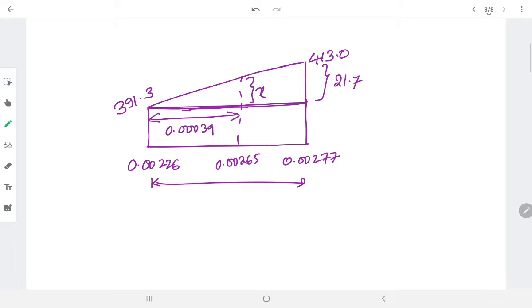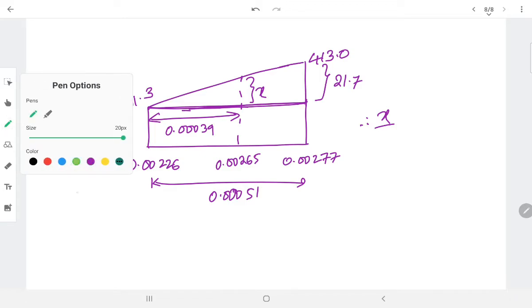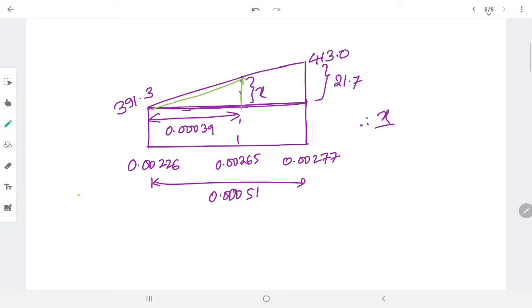And this one is 0.00277 minus 0.00226. It is nothing but 0.00051. So to calculate the X value, I will be taking the similar triangle method. First I will be using this triangle. First triangle, it is X divided by 0.00039 is equal to the opposite 21.7.